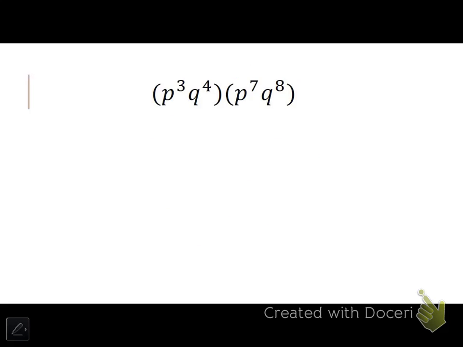Okay, when I multiply things with the same base, I add their exponents. So we got our p's here, so 7 plus 3 is 10, and 4 plus 8 is going to be 12. Again, multiply things with the same base, add their exponents.